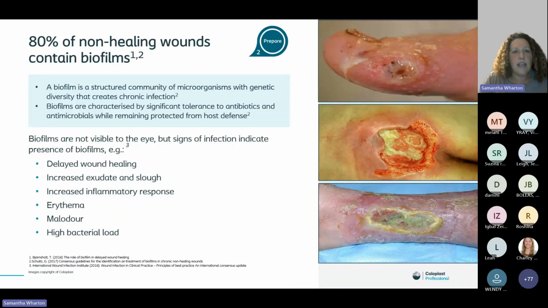We know that 80% of non-healing wounds contain biofilms. Hopefully you've all heard of biofilms and are aware of them within your clinical practice. So biofilm is a structured community of microorganisms with genetic diversity that create that chronic infection. They're characterised by a significant tolerance to antibiotics and antimicrobials while remaining protected from their host defence. So basically the bacteria, the microbes, they produce this polysaccharide coating around themselves that protects them, so that any antimicrobial that you're putting on top of them, they've basically got this lovely protection.